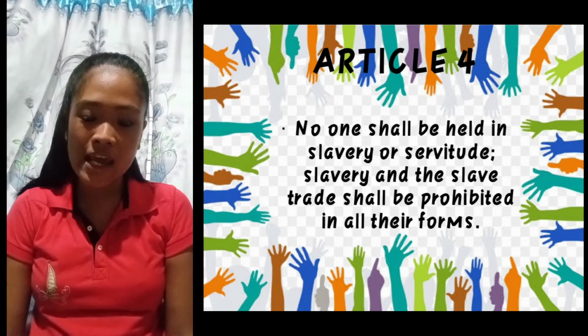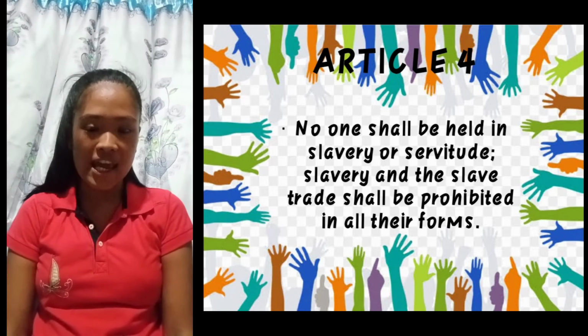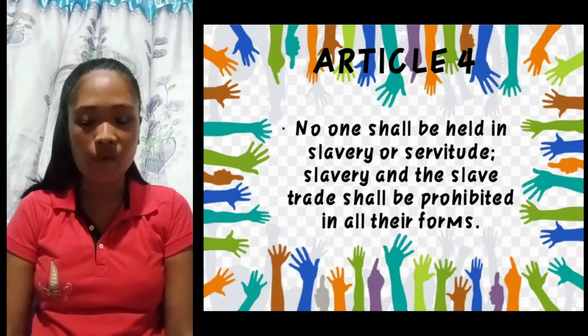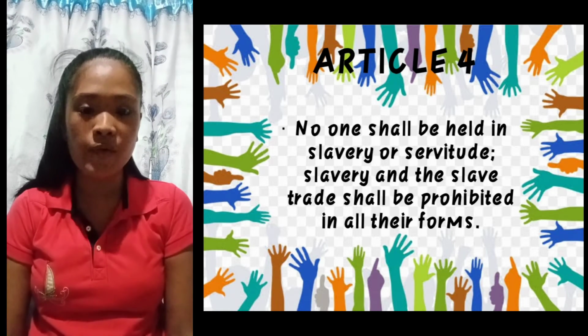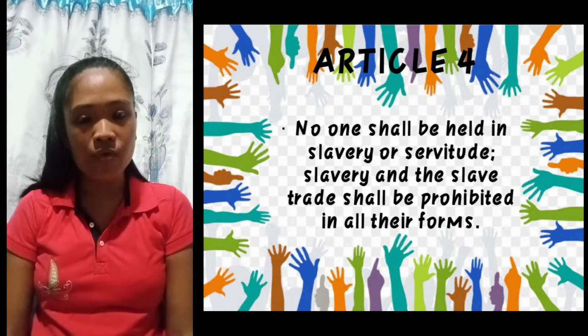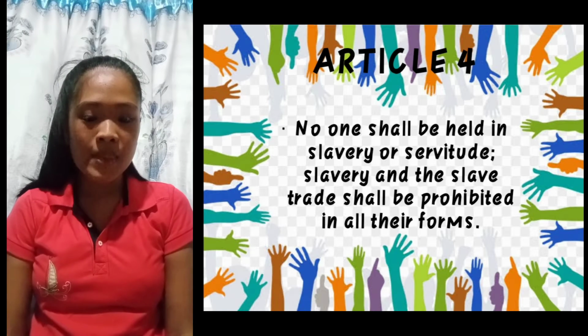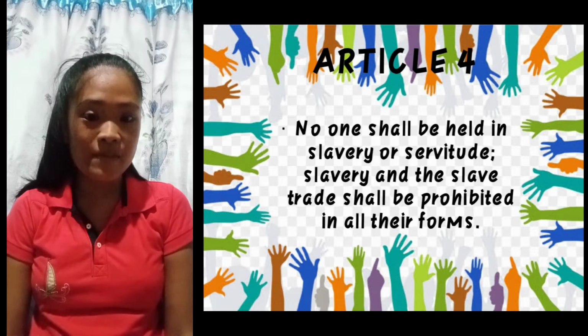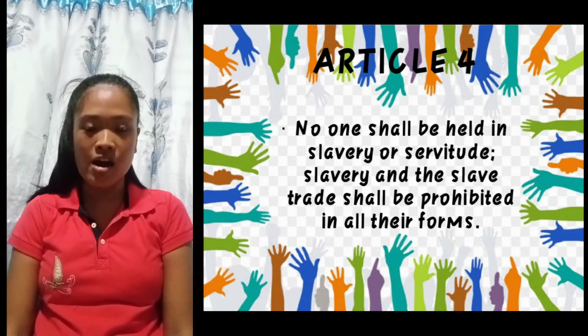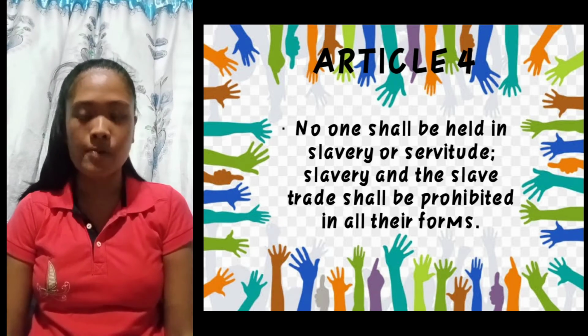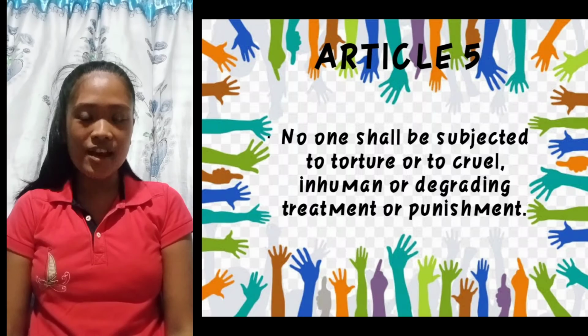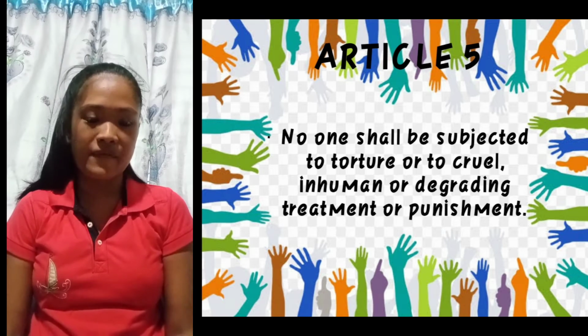And the number one way to prevent this is to report and inform the higher officials that you are under slavery or have experienced it, or even child labor. Next is Article number 5.